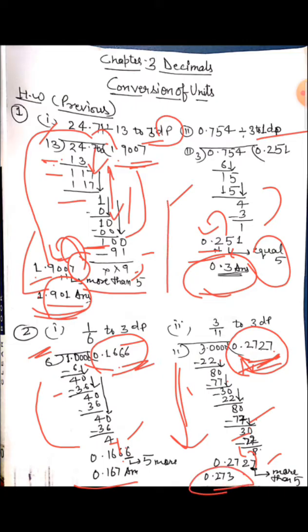So listen, here is one important rule. If the question asks for 3 digits, and the fourth digit is more than 5 or equal to 5, then we add 1 to the previous digit.